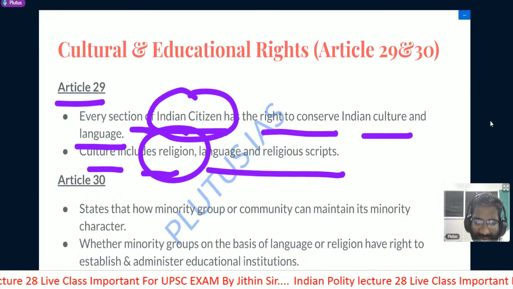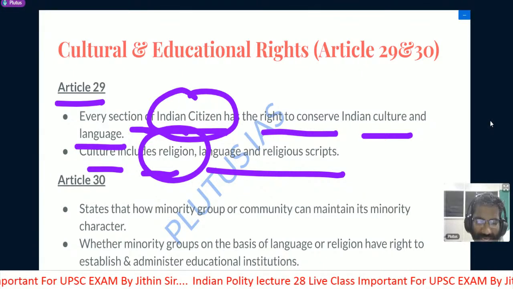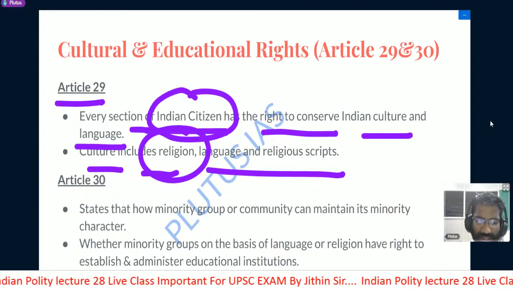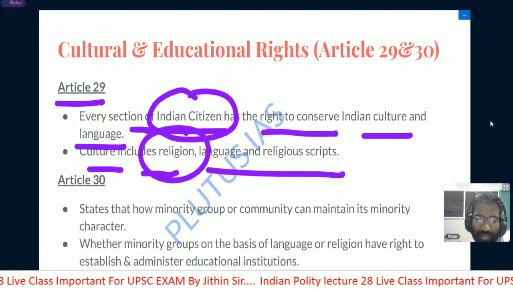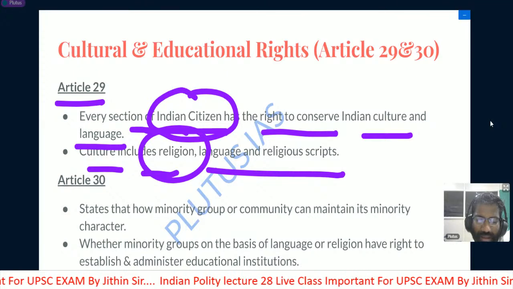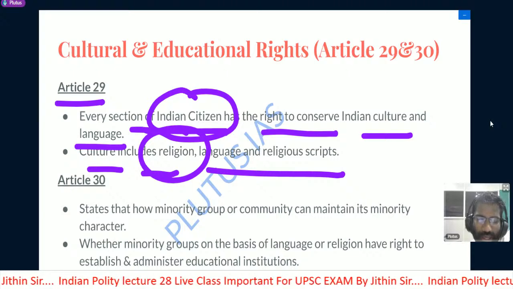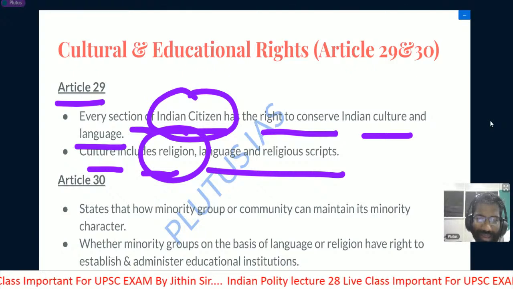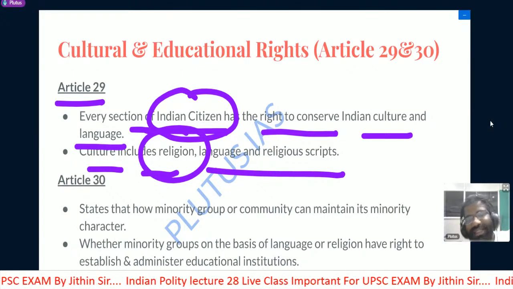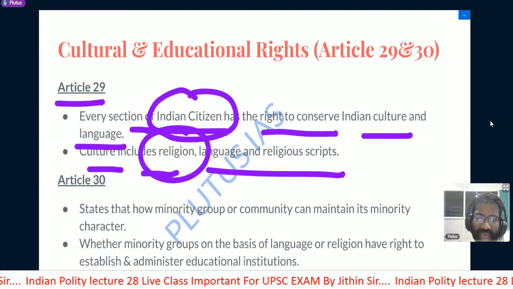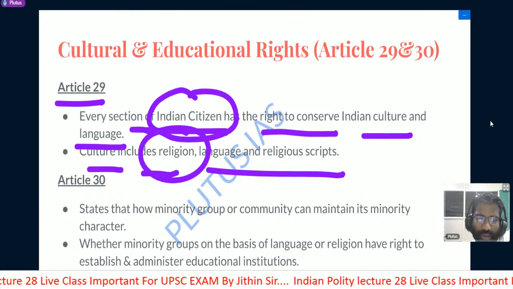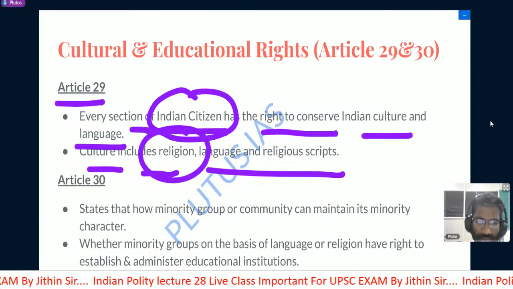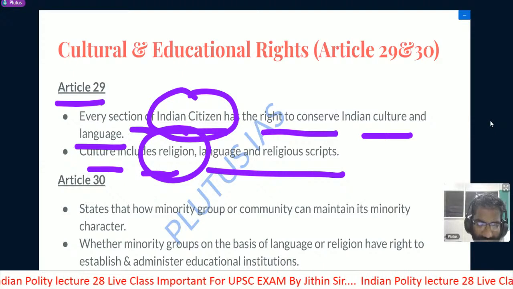But as per our understanding, on the basis of religion, the minority groups are Muslims, Christians, Sikhs, Jains, Buddhists, and Parsis.